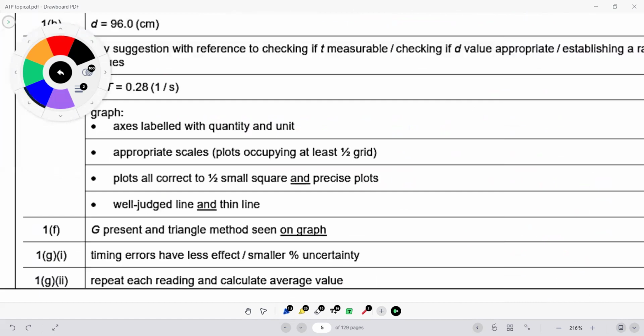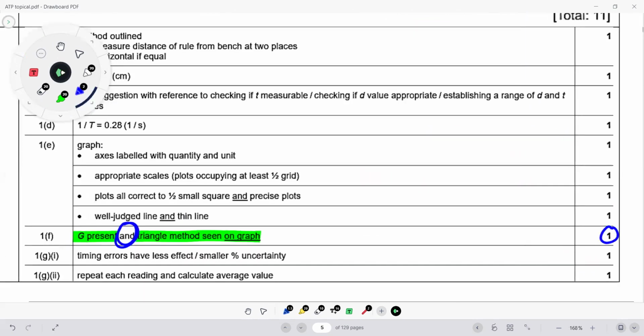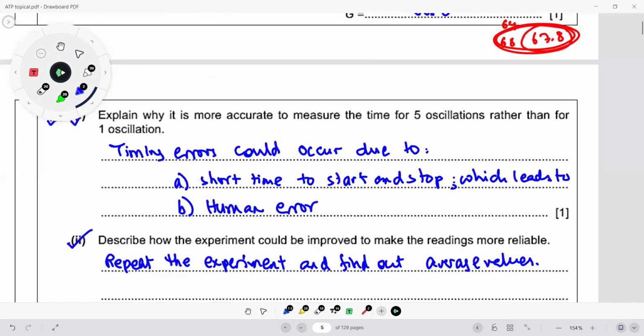G present, yes, the value of G must be written, definitely. And triangle method seen on graph. And what is the connecting word? It's and. So you're not getting any marks. It's a one marker. You're not getting any marks if you write down the gradient correct, but you don't draw the triangle. So please make sure you're very careful about it, okay?